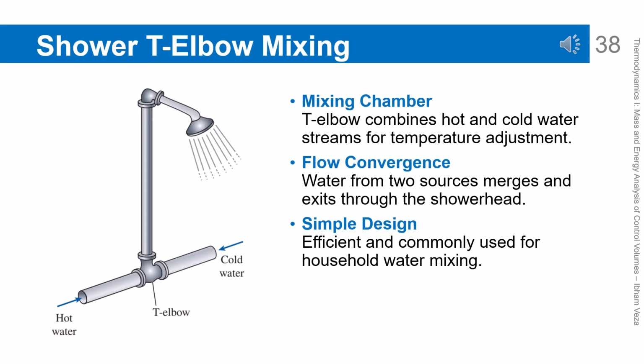Shower T-elbow mixing. The T-elbow in a shower acts as a mixing chamber for hot and cold water. Two inlet streams combine into one outlet stream with a certain temperature. This mixing process can be analyzed using mass and energy balances. Usually, there is no work, and heat transfer to the surroundings is neglected. This example shows a simple application of a mixing control volume.